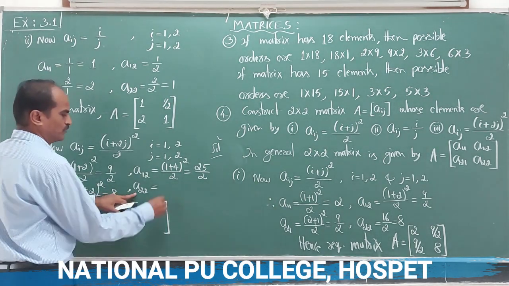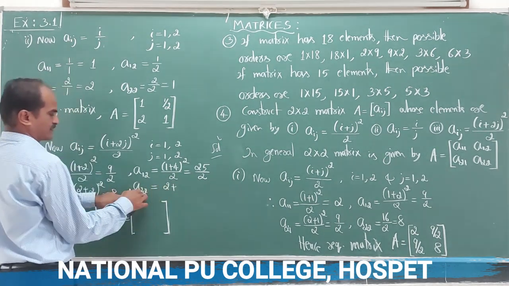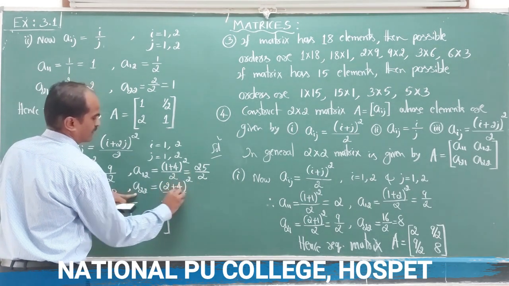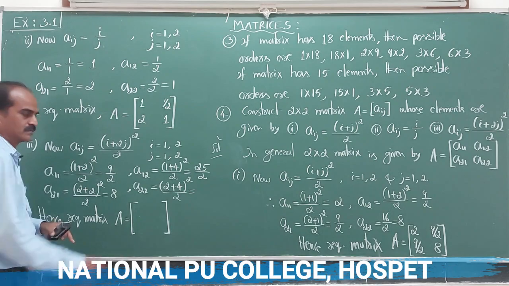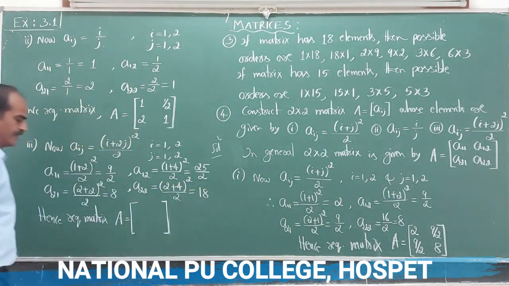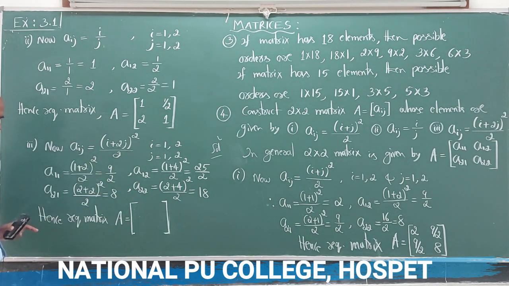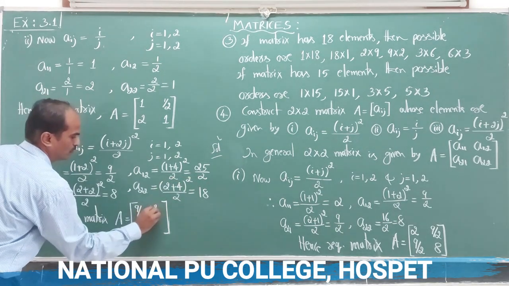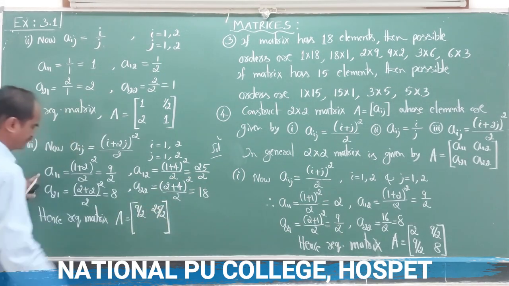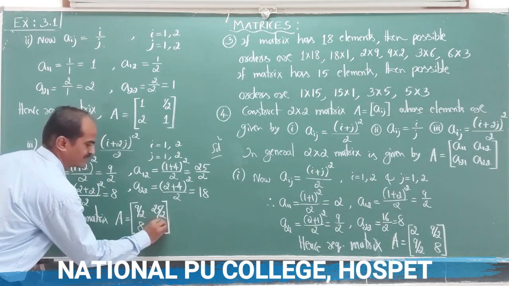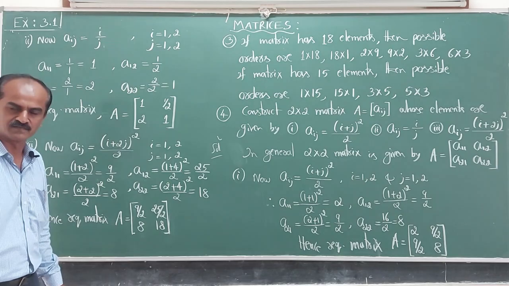Now A22 is (2 plus 2 into 2, 4) whole square divided by 2. That is 6 square, 36 by 2. It is 18. Now we are ready with all the values of elements. Hence required matrix is A11 9 by 2, A12 25 by 2, A21 is 8, A22 is 18. That's it, very simple example.